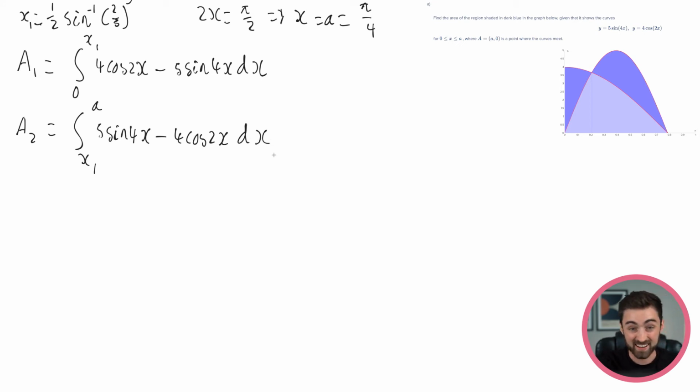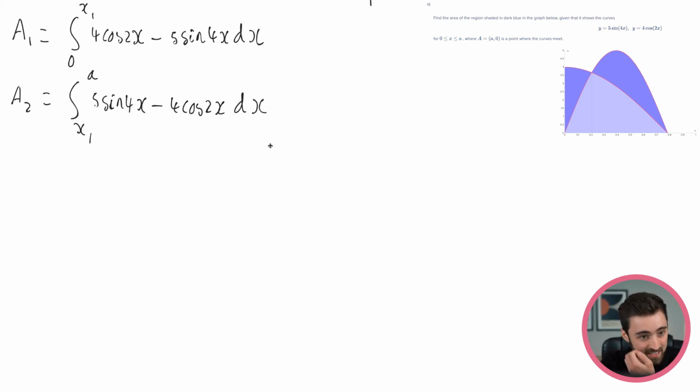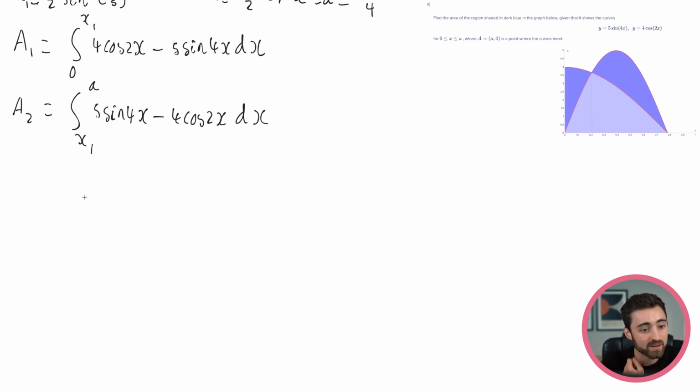So I think finally, 20 minutes later, I'm actually ready to integrate. So A1 is going to equal. So it's a definite integral, so I'm going to be putting square brackets here. Okay, 4 cos of 2x, how am I integrating that? Well, cos integrates to sine, and there's no minuses, because sine differentiates to cos. In other words, I'm going to have some sine here.